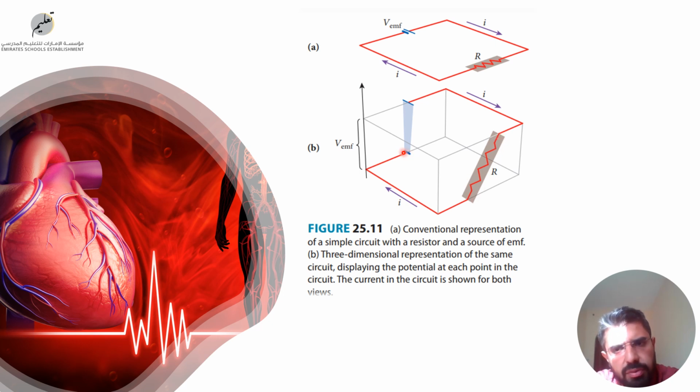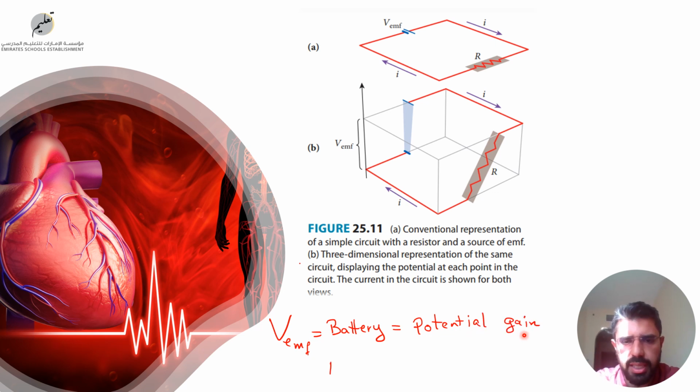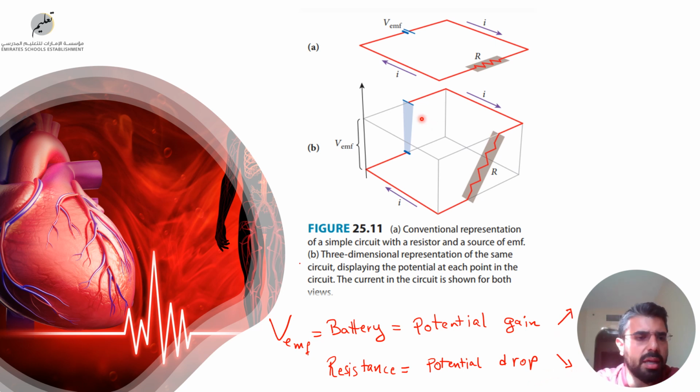Here we have what we call a voltage gain across the battery. Across the resistance, we have a voltage drop or potential drop. So we can write that the battery is referred to as potential gain. However, the resistance is called potential drop. Okay, so this is a 3D picture of our circuit.